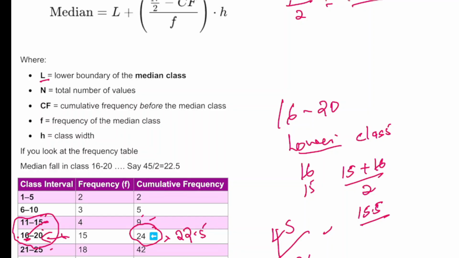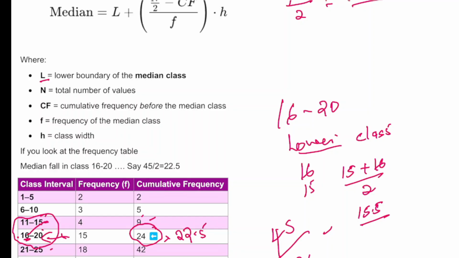Maybe if I have lost someone on how to calculate the L, the lower boundary of the median class. Are you with me? So we are together.